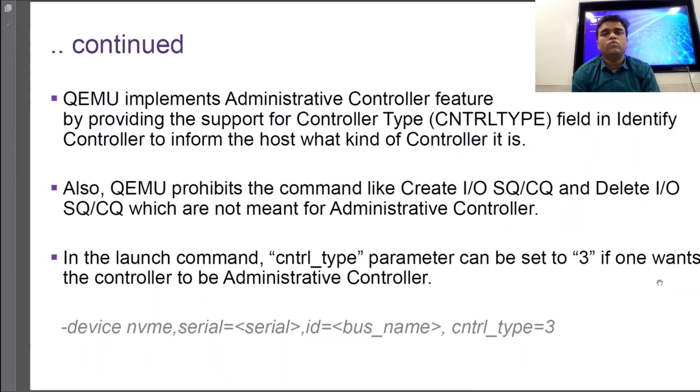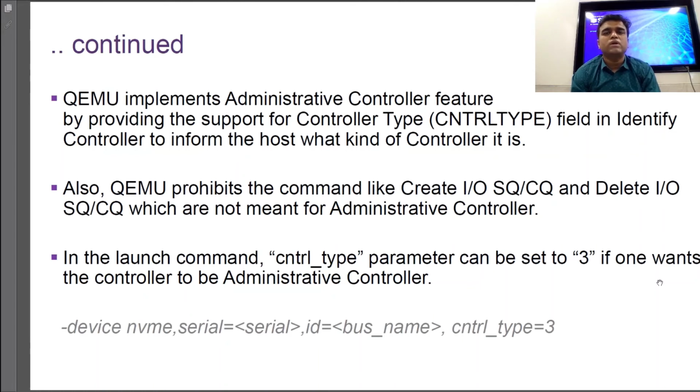How QEMU implements this is as per the specification. In the identify structure, we have a controller type field. QEMU can populate what type of controller it is: is it an IO controller, an admin controller, or a discovery controller? Based on that, the host will come to know what controller it is, and it can send appropriate commands. Also, as I mentioned earlier, it can prohibit certain commands which are meant to be prohibited.